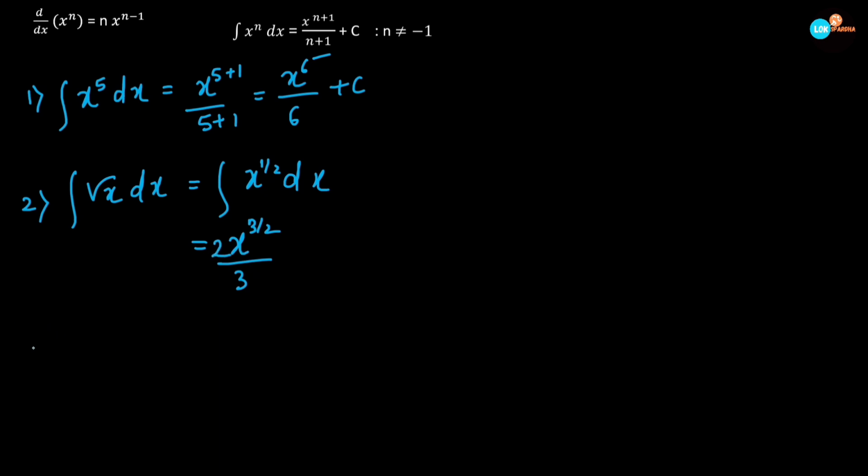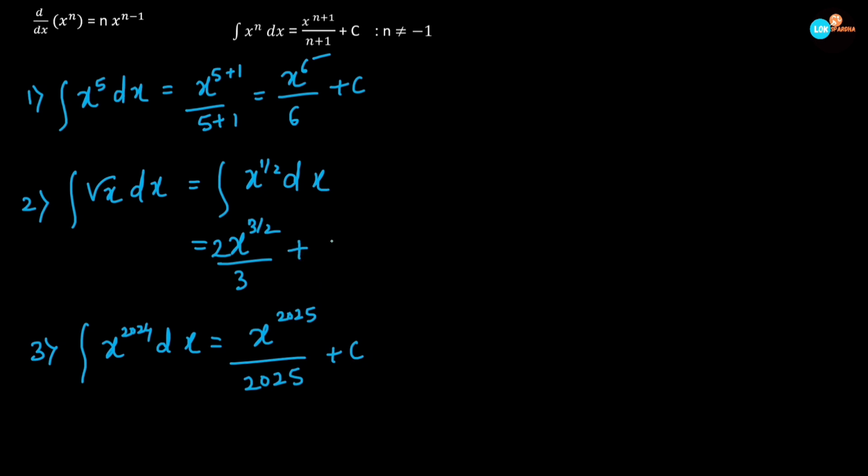And let me take the next one. What is the integral of x to the power 2024? This is x to the power 2025 divided by 2025 plus c. Here also plus c is there. And next one, what is the integral of x? Integral of x is integral of x dx. If nothing is there, 1 is there. So x to the power 1 plus 1, that is 2, divided by 2, plus c.